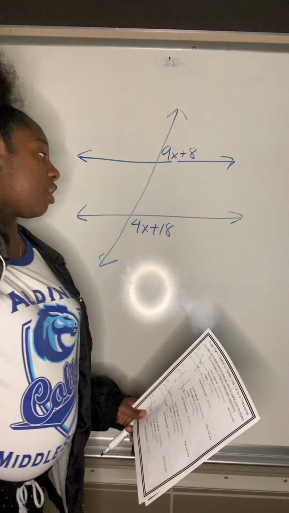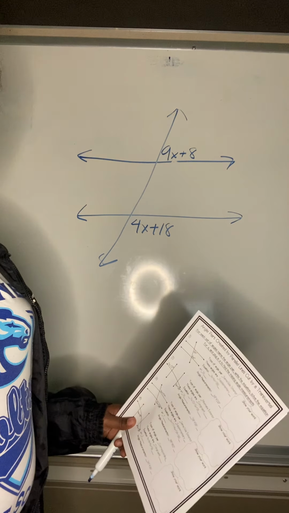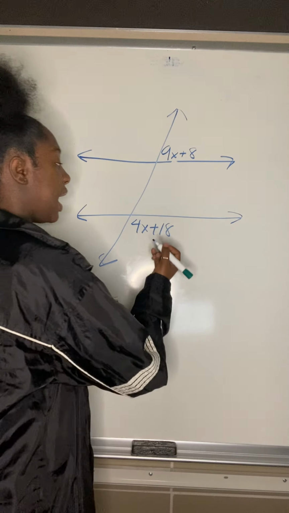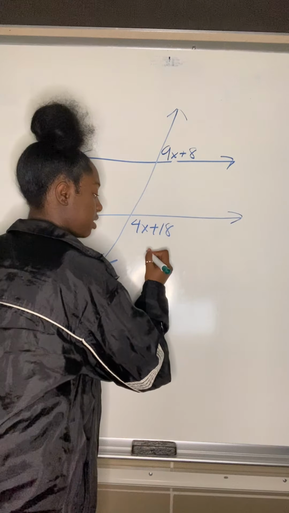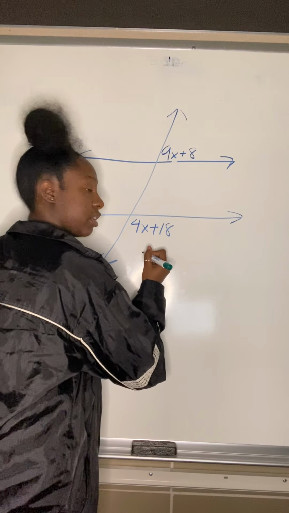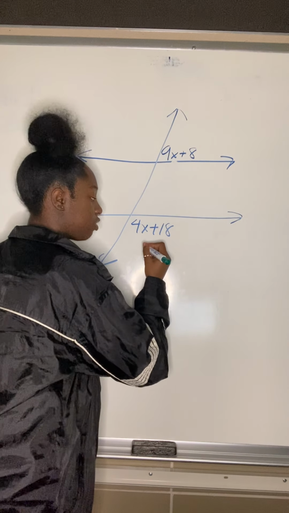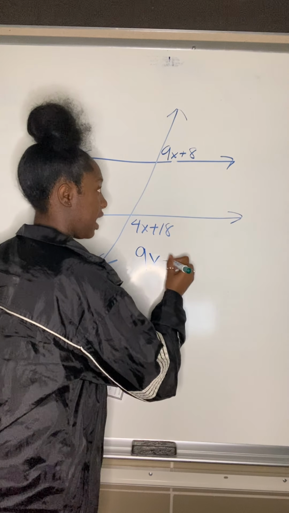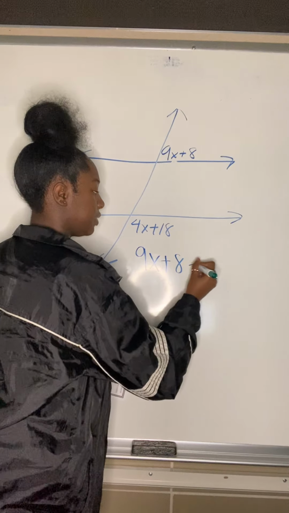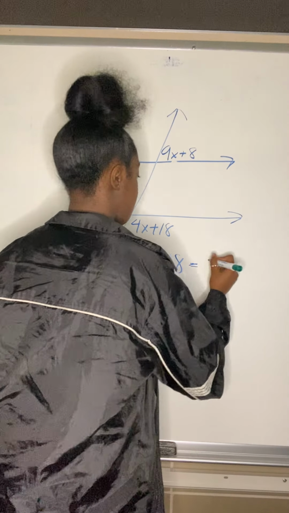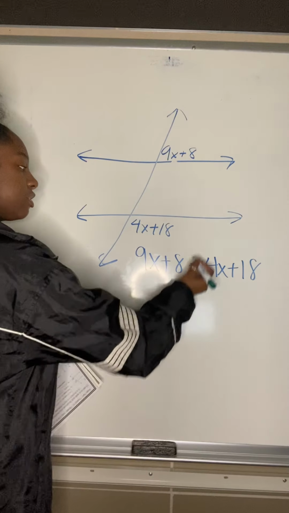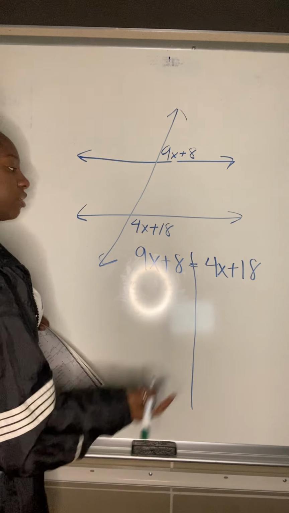Okay, so first of all, what are the names of these angles? These angles are called corresponding angles, and they are congruent. So again, remember when we say that something is congruent, that means that they are equal to each other, okay? So I'm going to set them equal to each other. 9x plus 8 equals 4x plus 18, okay? Draw my line, and then I'll just solve it.